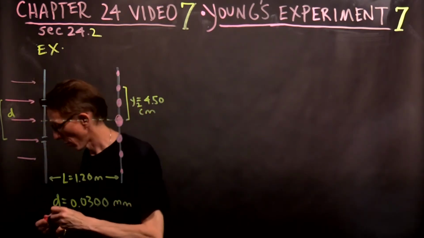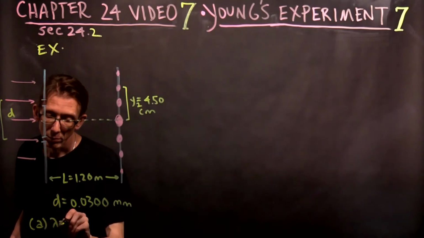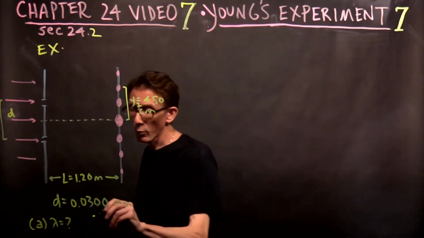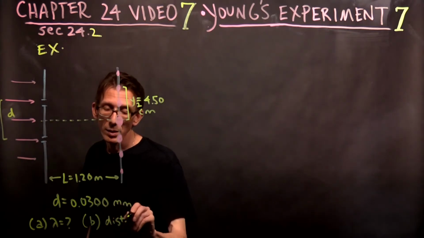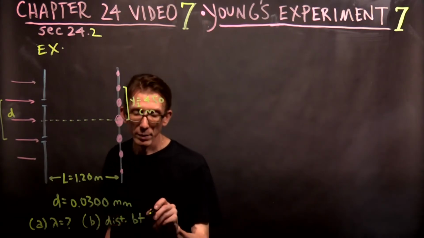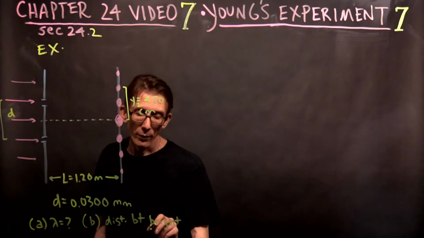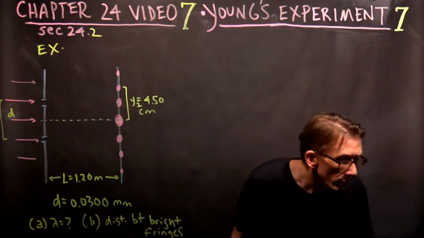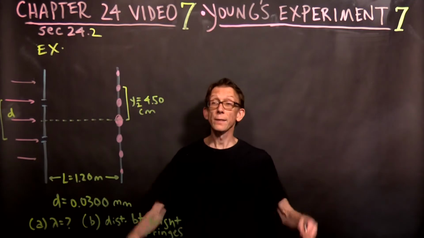A, we want to know what lambda is equal to. What's the wavelength of light? The second thing we want to know is the distance between bright fringes. Can you see that? Yes, barely. Distance between bright fringes. So let's just do A first.